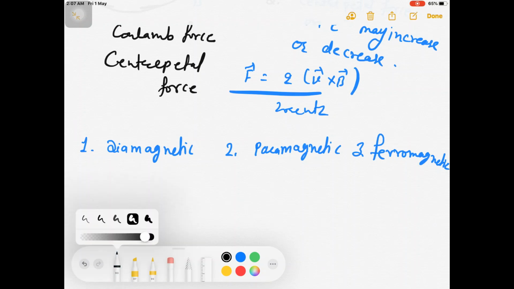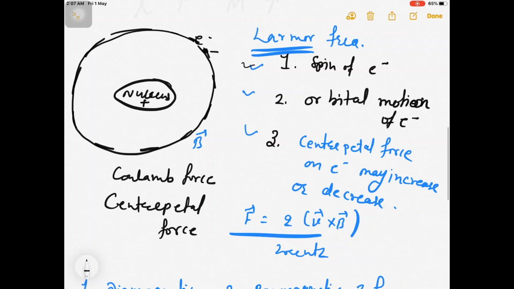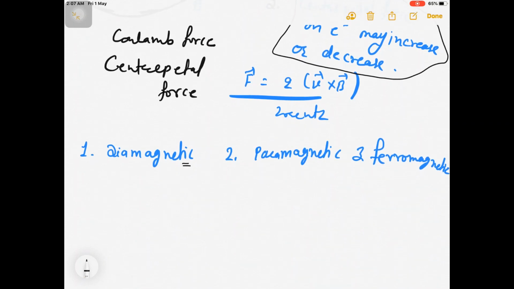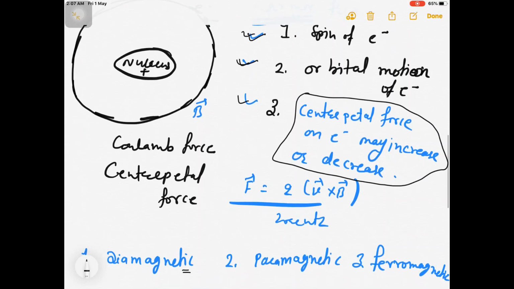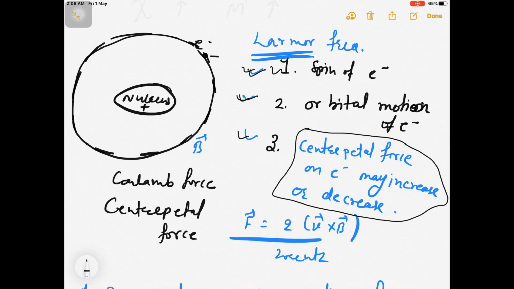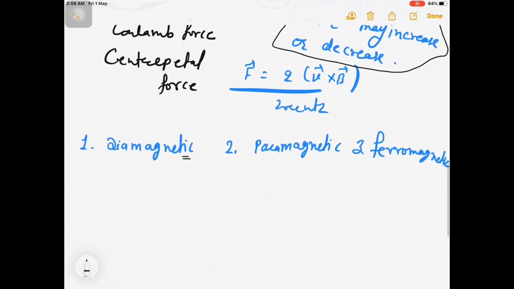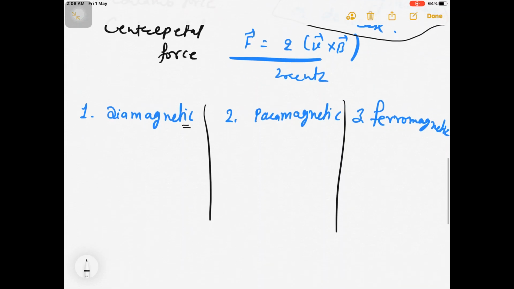So let me tell you one thing: here are 3 points, 1, 2 and 3, and the third point, that the centripetal force on the electron may increase or decrease due to the external magnetic field, is responsible for the diamagnetic property of any material. So basically diamagnetic property is found in all materials, but the first two, spin of electron and orbital motion of electron, are responsible for the paramagnetic properties. The materials in which these two properties are stronger in comparison to the third one are paramagnetic or ferromagnetic, but the materials in which the third property is effective will show diamagnetic property. So what happens in diamagnetic, and what happens in ferromagnetic and paramagnetic, we will discuss.